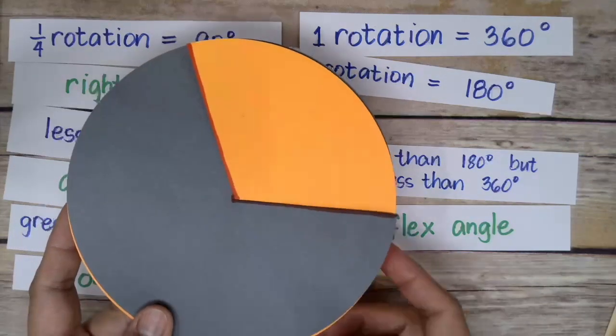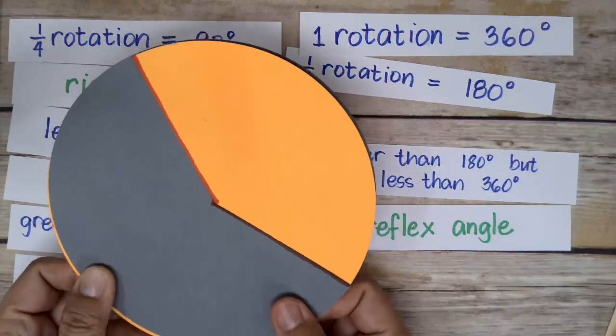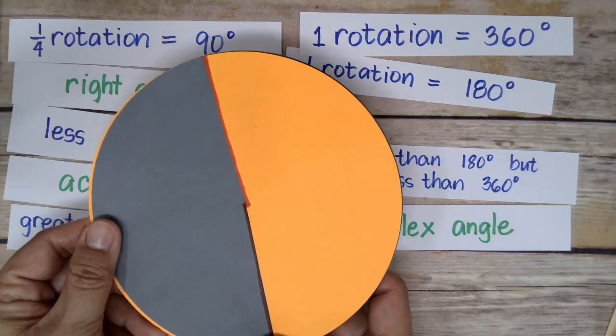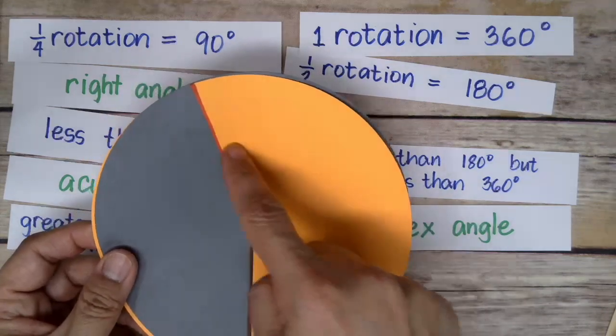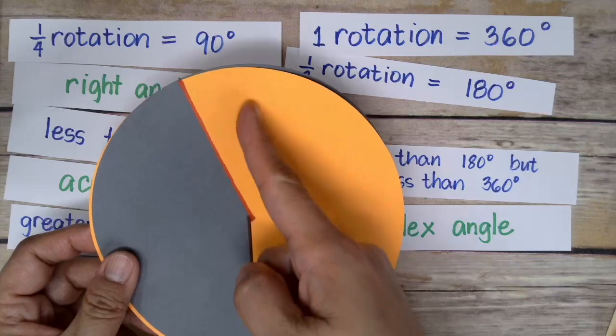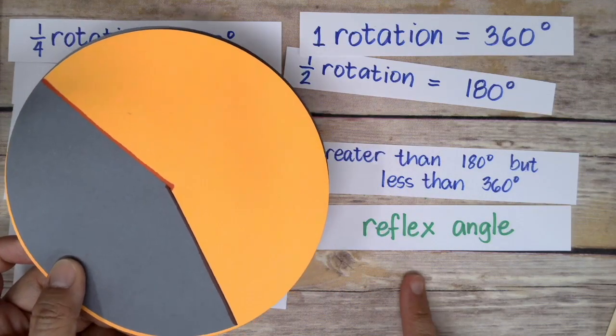And there are also angles which are greater than half of a rotation. So that's half of a rotation. If you go further, the orange angle here is greater than half of a rotation. We call this angle a reflex angle.